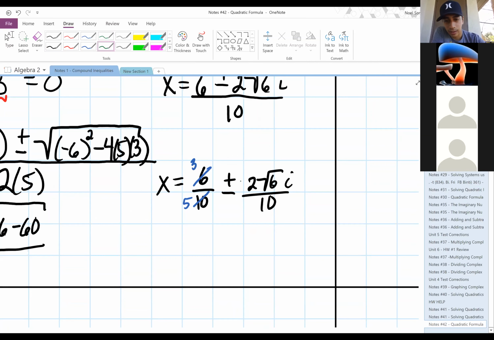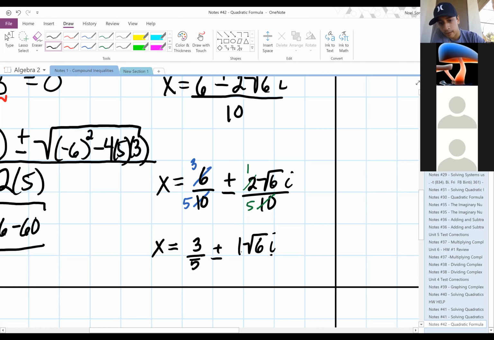Okay, so in this case, if you divide the 2 by a common factor, you can divide it by 2, you end up with 1. If you divide the bottom by 2, you end up with 5. So now your final answer in a simplified form can be x is equal to 3 over 5 plus or minus. You can use the 1 or you can just choose not to use it. I'm going to use it just to show you that you would then simplify that into 1 times the square root of 6i all over 5. So it's easier to see how that can be simplified after you split it.